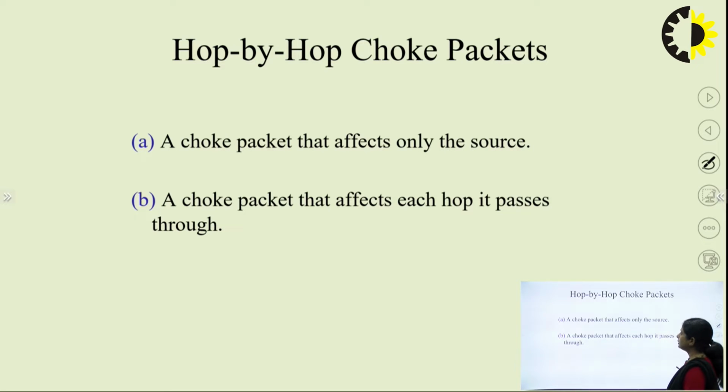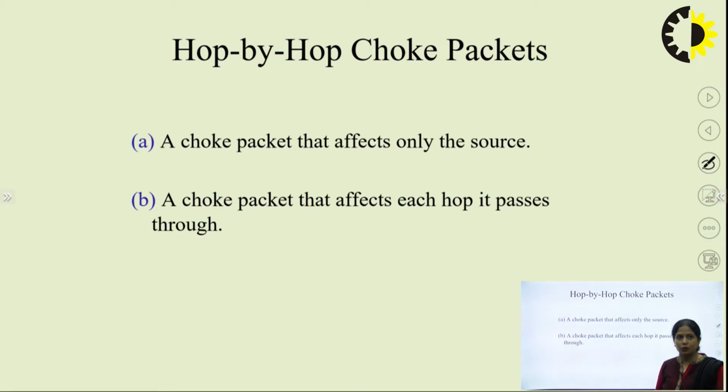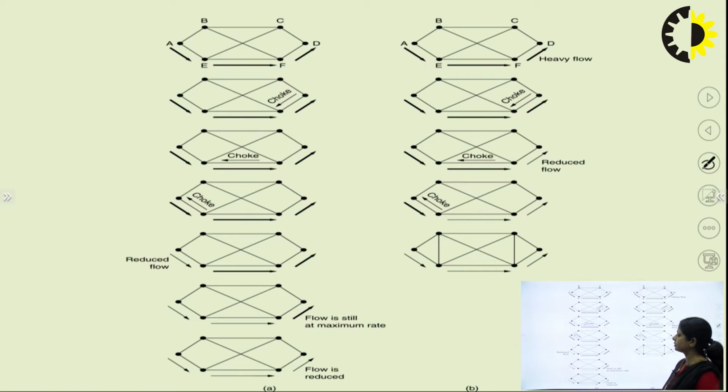Okay, another method, hop by hop choke packets. In the previous method, we have seen a choke packet was sent back to the source. Now, in the case of hop by hop choke packets, it will affect every participating hop. What does it mean? A choke packet that affects only the source, and in hop by hop we have a choke packet that affects each hop it passes through. How does it do that? This is the diagram that can show it.